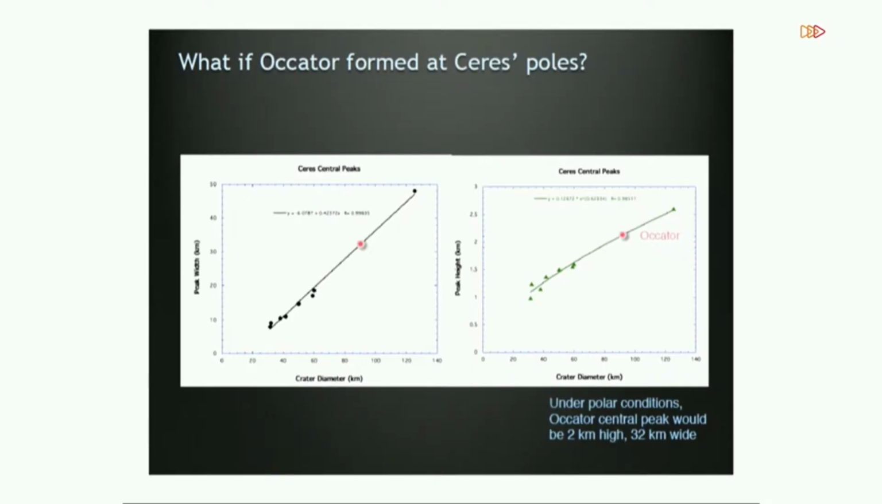And as an aside, you can ask, well, if Occator had formed at the pole, what would the central structure look like? Well, these are measurements of peak width and peak height on other craters on Ceres, and the Occator point would plot about here. It would be about 30 kilometers across and about 2 kilometers high, which actually fits very well with the observed massifs we see at Occator, except that the top of the cone is missing. It's been blown away or erased or whatever the mechanism is. So it sort of makes sense that it tried to form a peak, but it failed.